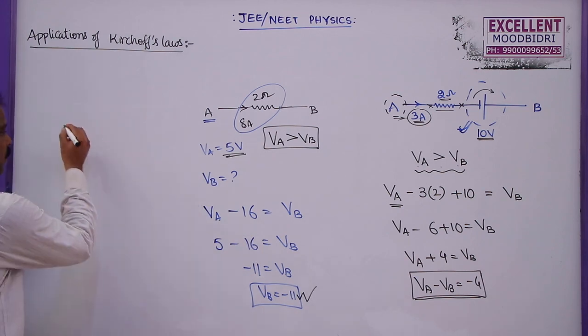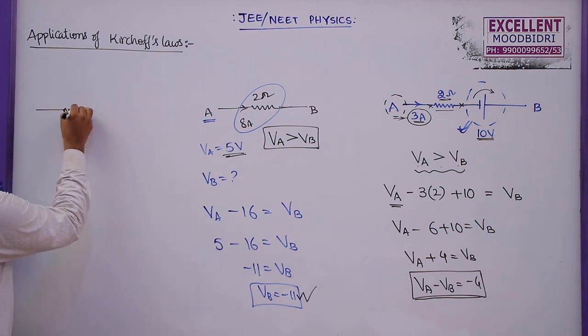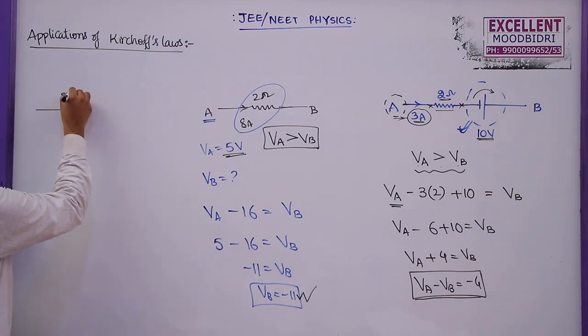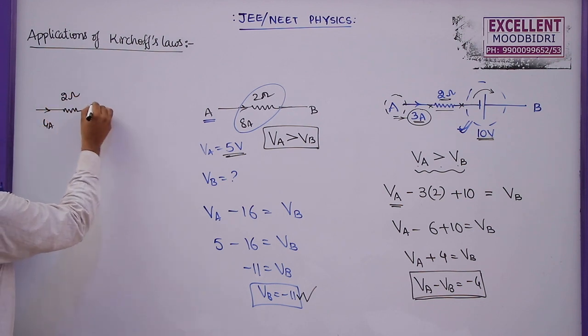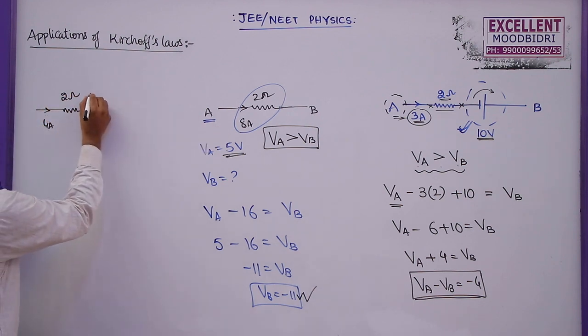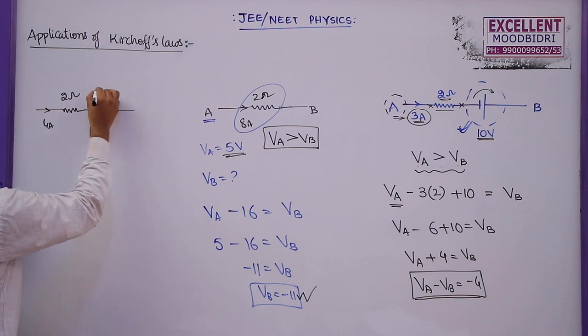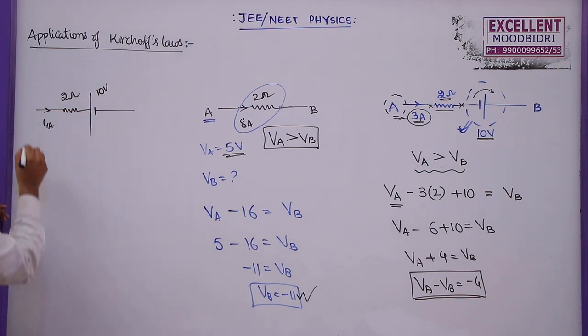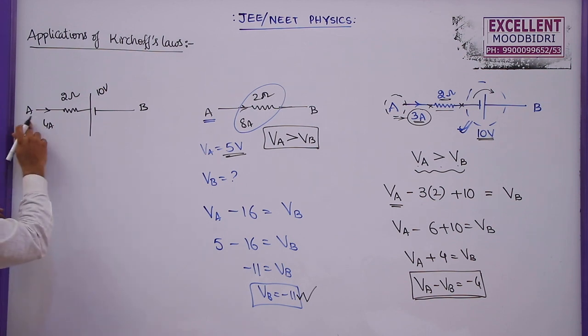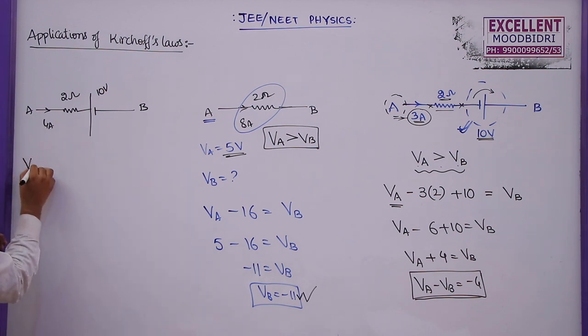We will check one more problem. Now, in a similar problem, this is resistance of 2 ohms, current of 4 amperes, but the voltage source is reversed like this. And this is, let us say, once again 10 volts. So this is A, this is B. So how to find the potential difference between the two ends of this one? So I am writing this VA.